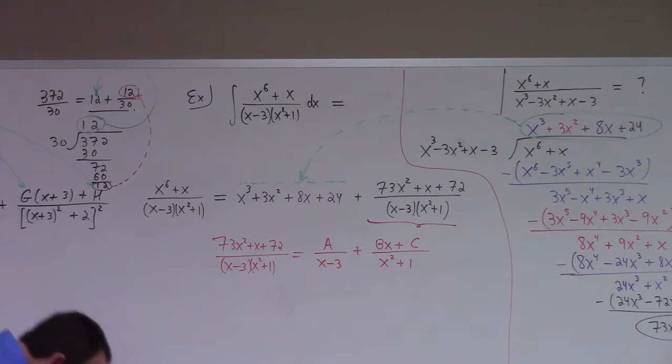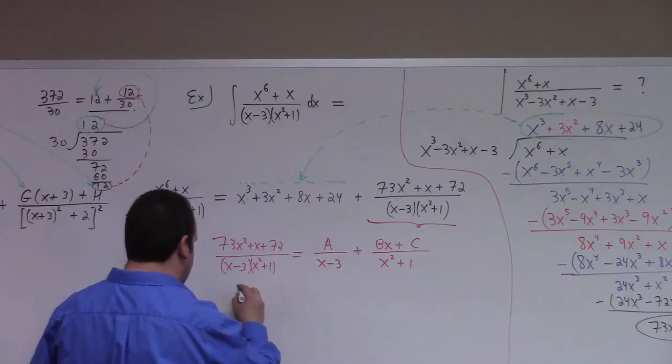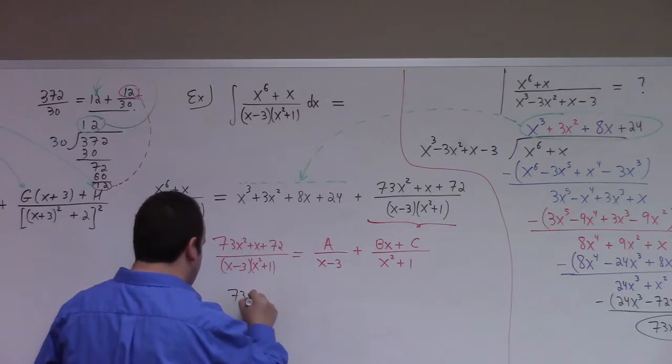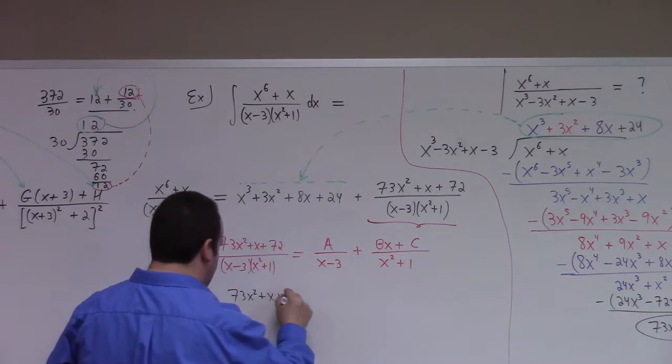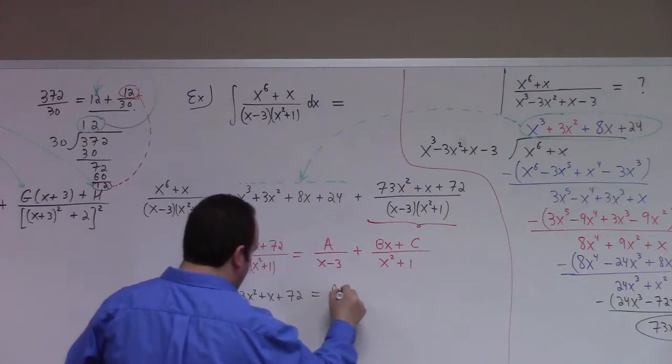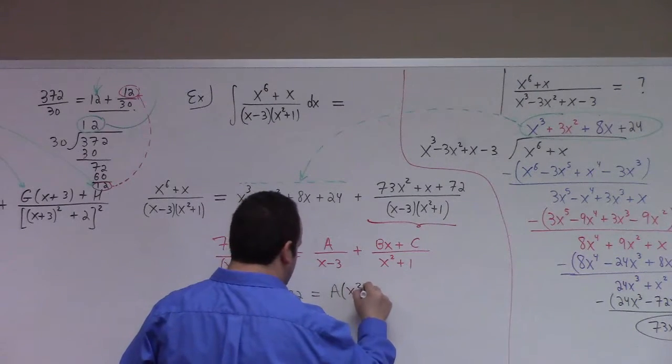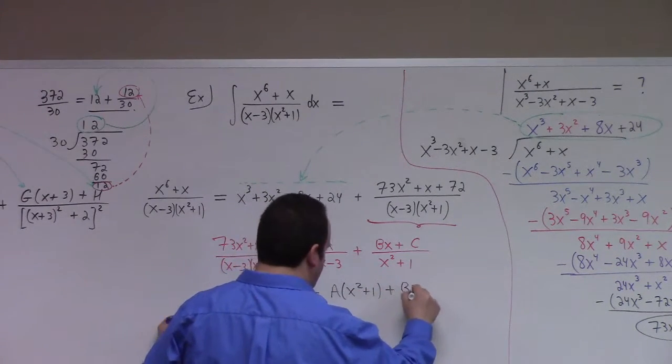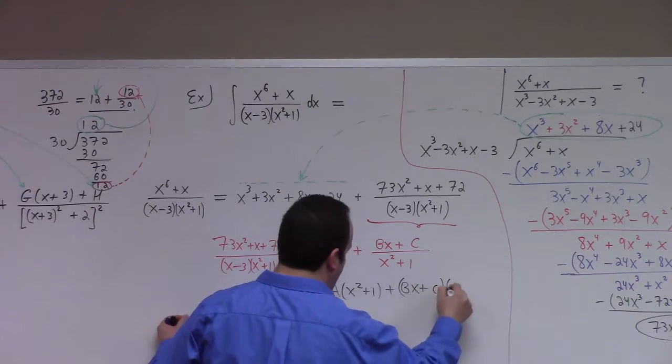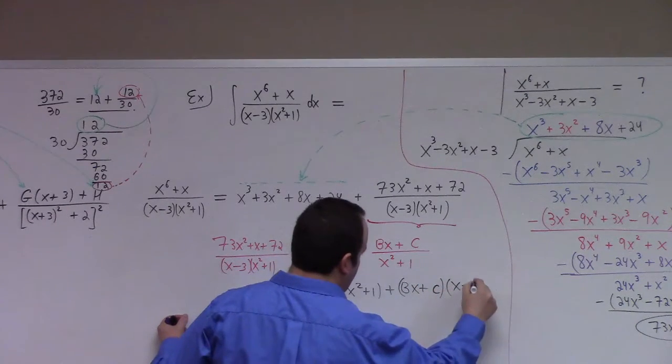Whoop. That was not the move I was endorsing. Cross multiply, right? So this is 73x squared plus x plus 72 is equal to a times (x squared plus 1) plus (bx plus c) times (x minus 3).